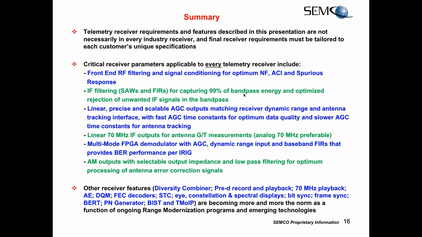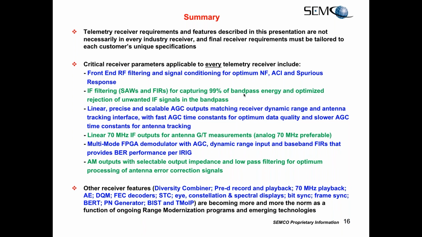And when I talk about a multi-mode FPGA demodulator, you want to make sure that you have a demodulator that, even though you might not need a particular modulation mode now, 3 or 4 or 5 years from now, you may need another mode loaded onto that FPGA. And so you want to make sure you have a big enough, expansive enough FPGA that you can add capability to your receiver as time goes on. You also want to make sure that there are AM outputs that have selectable output impedance and low pass filtering for the optimum processing of antenna error correction signals.